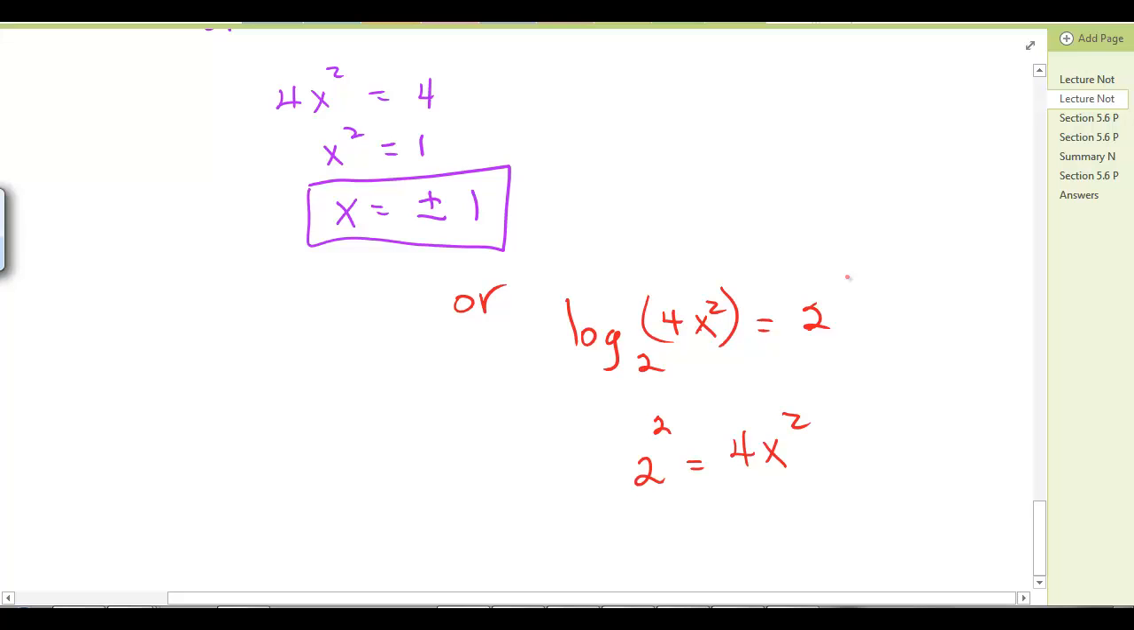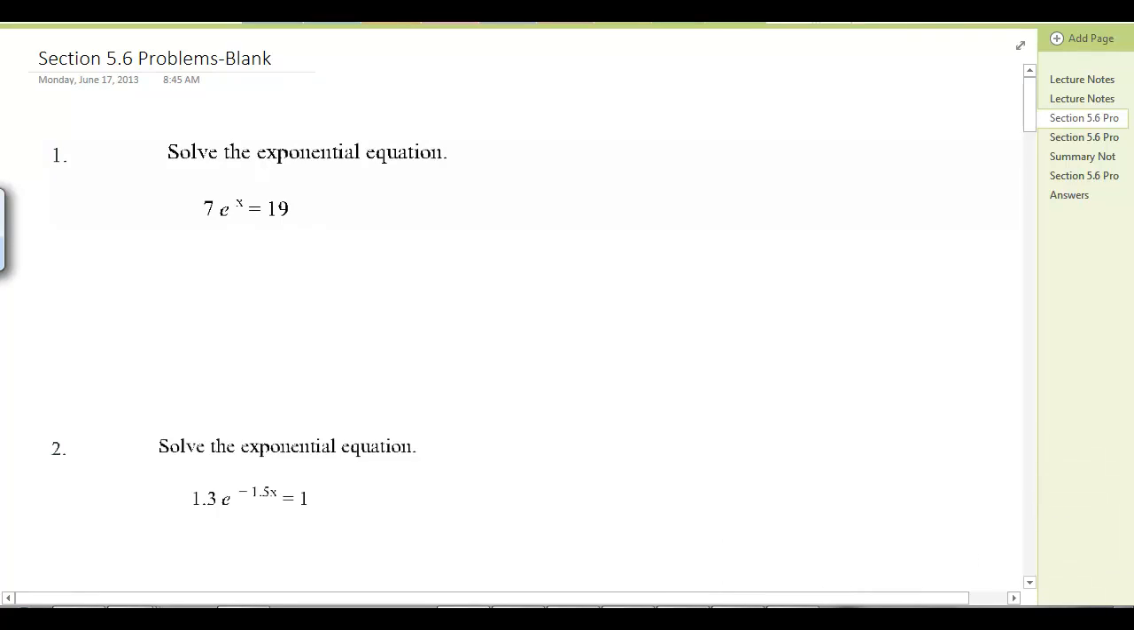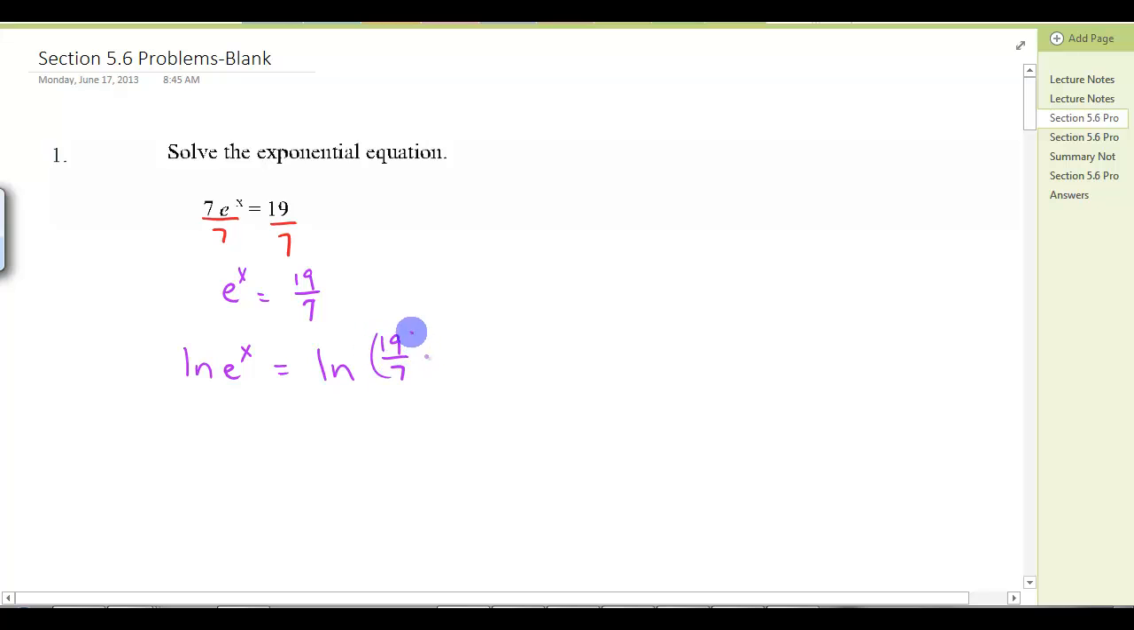All right, let's look at the problem set and see what we can do. All right, here's the first one. Solve the exponential equation. Remember that we want to isolate first. So let's get rid of this 7. All right, so we have e to the x equals 19 over 7. All right, and so then we're going to take the ln of both sides. And remembering our rule, we're just left with x on the left side: ln of e to the x is equal to x equals ln of 19 over 7. If you do that on your calculator, you should get 0.9985.